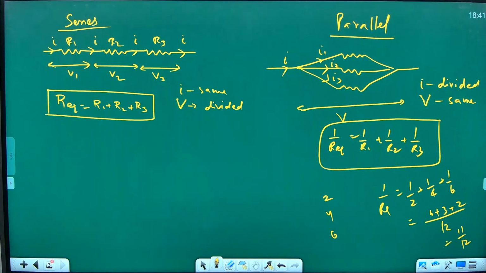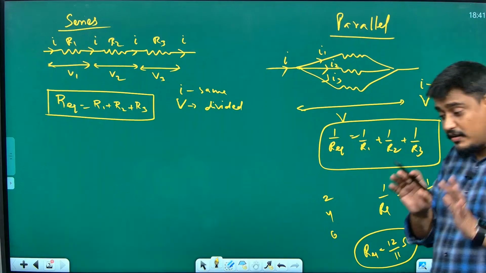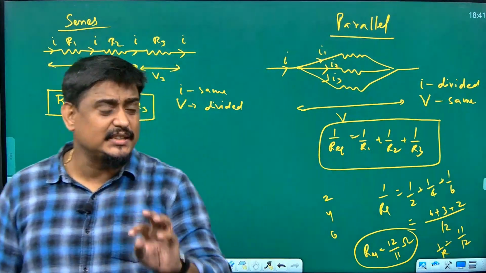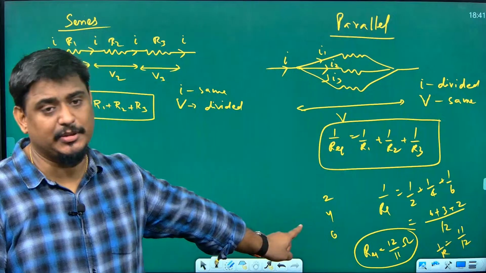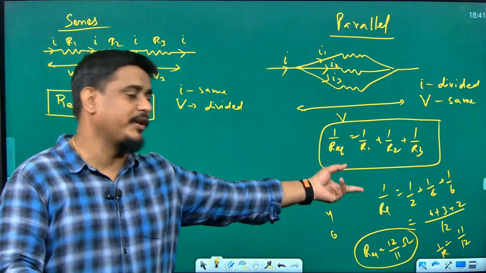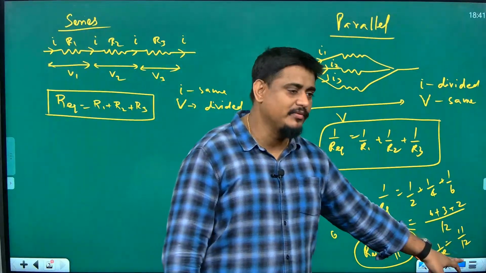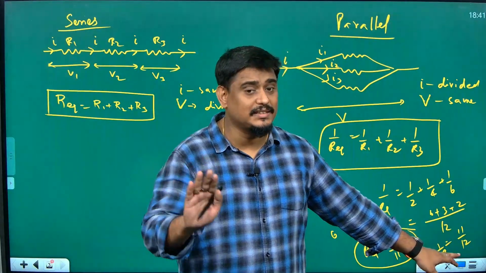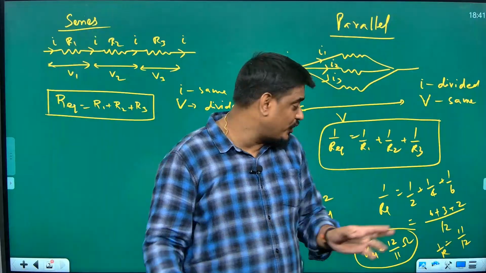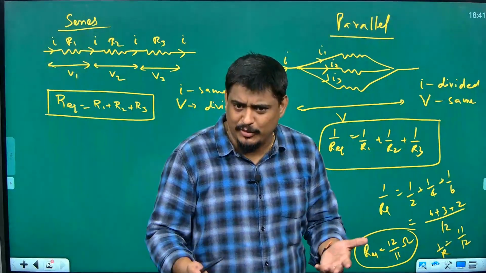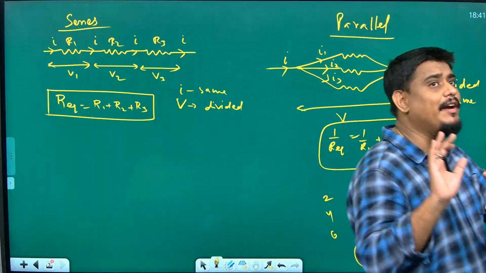Wrong. Why it is wrong? Because 1 by R only is 11 by 12. What is R equivalent then? 12 by 11. Again I am saying, out of 100 students writing board examination, at least 45 will do this mistake. 50% people will do mistake here in the examination. In a hurry, they will forget to reciprocate, and they will report the answer as 11 by 12. Gone. Fully wrong. What is the answer then? 12 by 11. Don't forget this step, reciprocating the final answer, because you are finding 1 by R, not R. I hope you get my point. This kind of mistake students are doing, avoid doing that mistake.